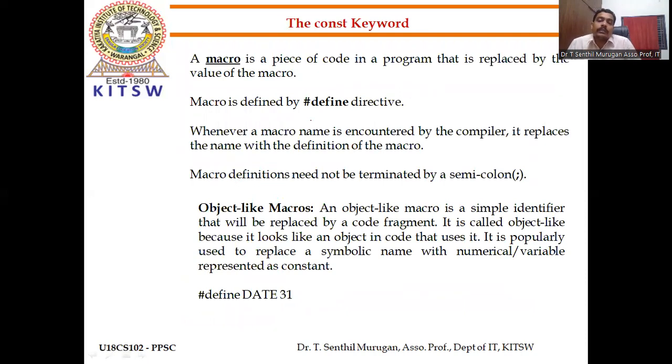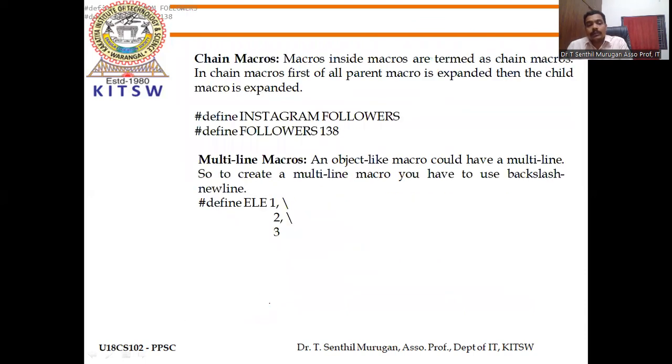So the macros we are using, defined using the define function. That is the object-like macro. Object-like means that instead of the data, this object will be there; that will be replaced. Chain macro means there will be 2, 3 macros, continuous. Here Instagram and followers are separate, 2 values they are given. Wherever Instagram is there, it will change to followers. Wherever followers is there, it will change to 138. What is the meaning of that? Whether it is Instagram or followers, wherever it may be, the value should be 138.